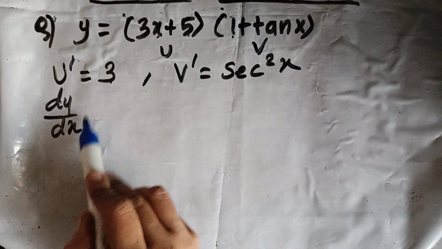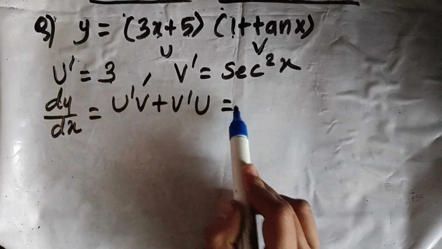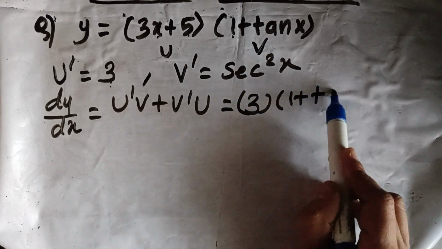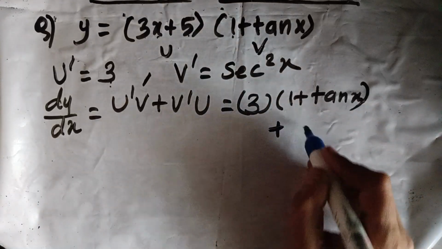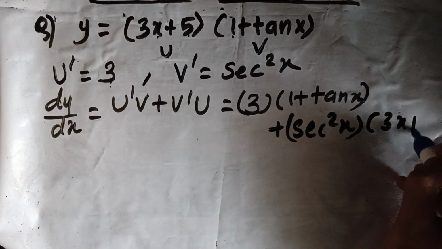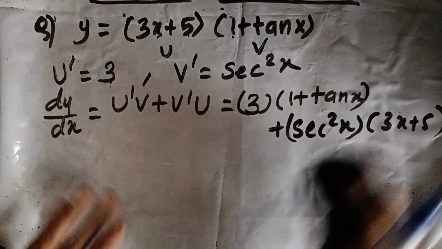Dy by dx will be u dash v plus v dash u. U dash is 3, 3 into v is 1 plus tan 10x plus v dash u. Okay, this is the derivative. Next question.